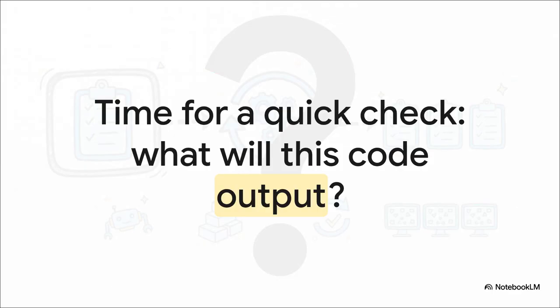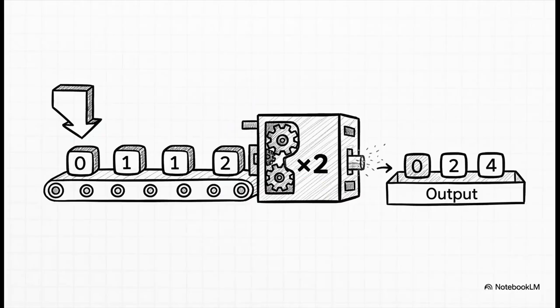All right, time for a quick check. Let's see if you're getting this. We're going to loop through range of 3. In each pass of the loop, we're printing the current number multiplied by 2. So, what do you think the final output is going to be? Take a second. And the answer is 0, 2, and 4.